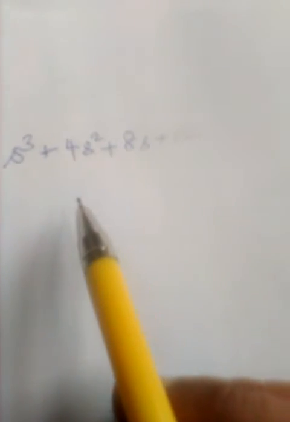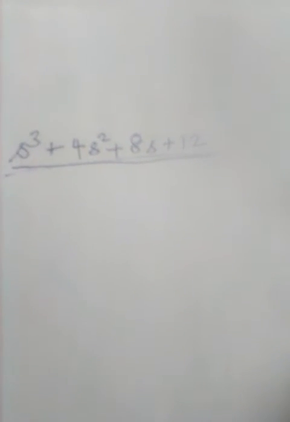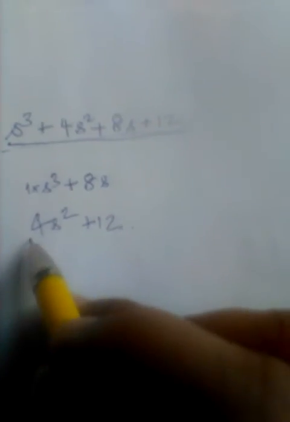Now I want to split this polynomial as a derivative. That means I want to split this polynomial into odd and even parts so that I partially split them into two derivatives. What are the two derivatives possible? If I look at the odd terms, I have 1 into s cube plus 8s. If I look at the even terms, I have 4s square plus 12. So this is how I have split up the polynomial, which is a function of s, into two functions.